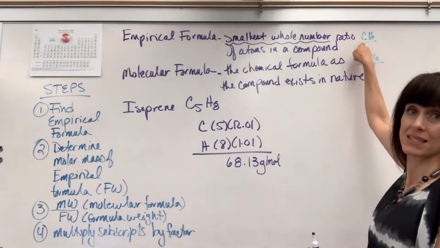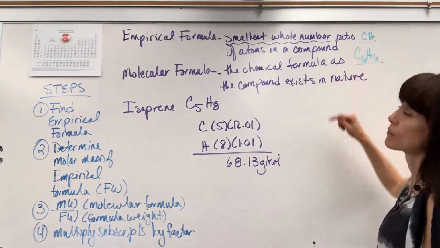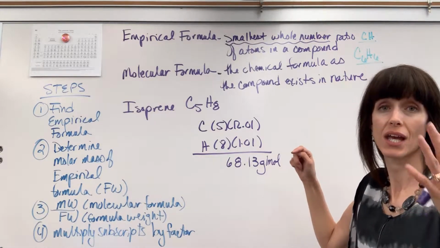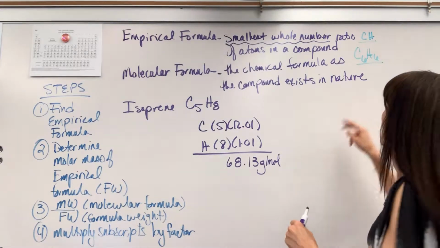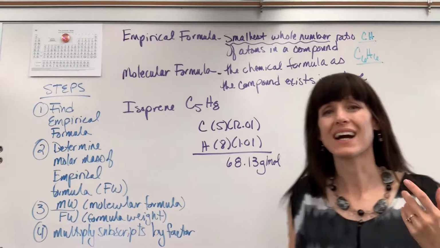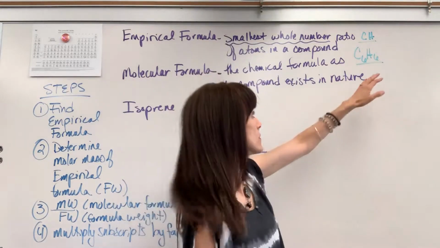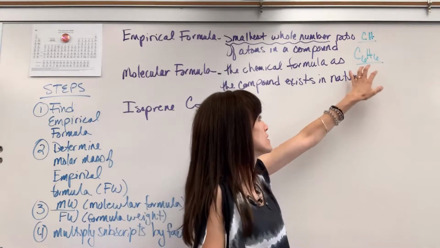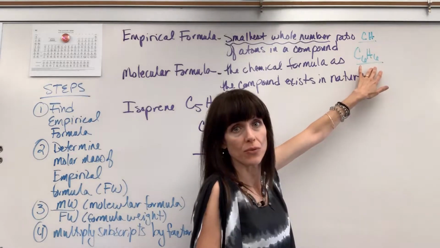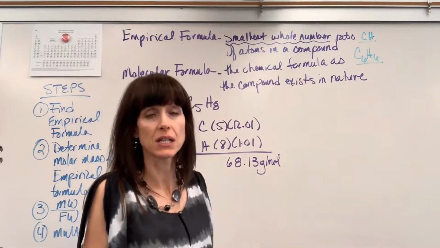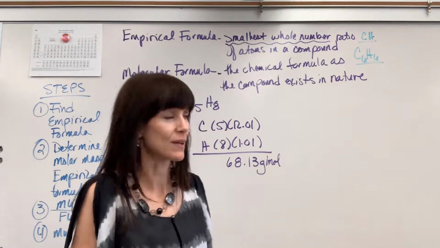So benzene is the empirical formula. Smallest whole number ratio, H and C each have 1. Now, benzene in nature is actually C6H6. That's how it exists in nature. We want to find this for molecular formula. How does that compound exist in nature? How many atoms are there?